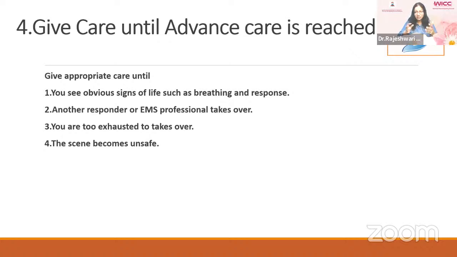Or the scene becomes unsafe. Okay, so unsafe that there will be danger to your own life as well. So remember that these four things have to be taken care of, and the appropriate care should be continued till then.